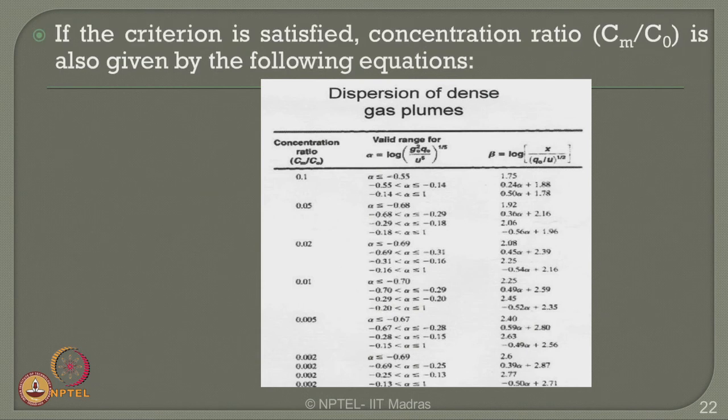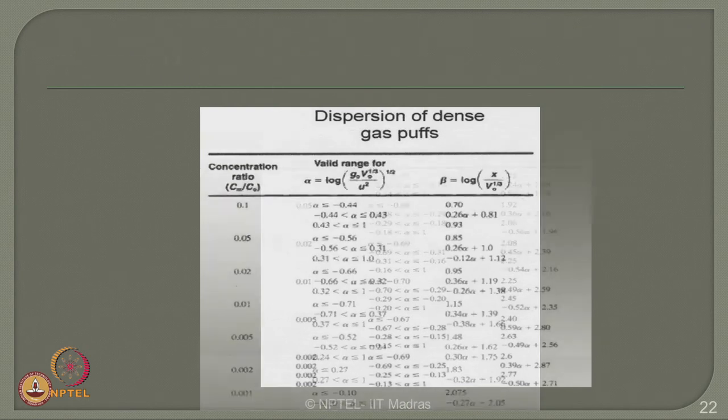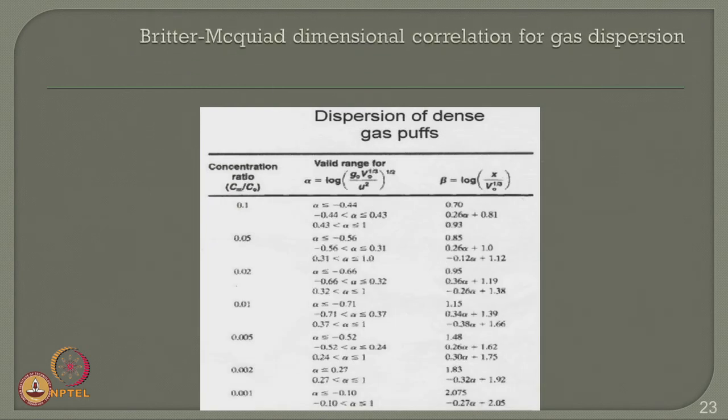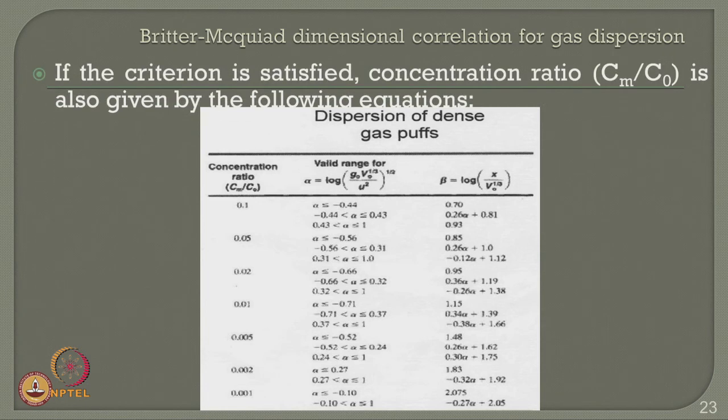Alternatively, one can also compute the concentration ratio Cm by C naught by the following equations as you see in the slide now. Similarly, one can use the dimension correlation for gas dispersion for the puff model. One can find out the concentration ratio Cm by C naught for the puff release models as you see from the slide now.